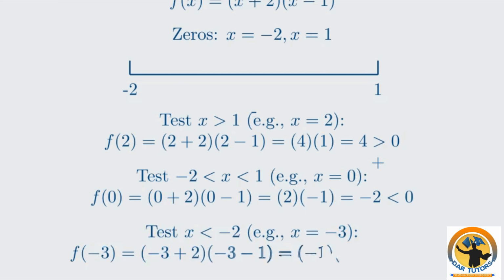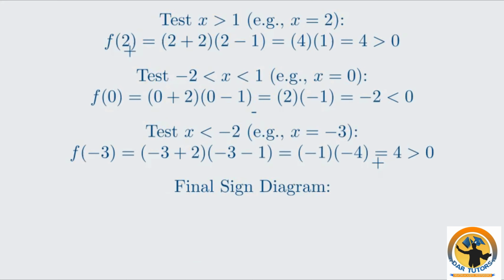For the interval x less than negative 2, let's pick x equals negative 3. f of negative 3 is negative 1 times negative 4, which is 4. Since 4 is positive, we put a plus sign in this interval. And there you have it. This sign diagram tells us that the function is positive for x less than negative 2 and x greater than 1, and negative for x between negative 2 and 1.